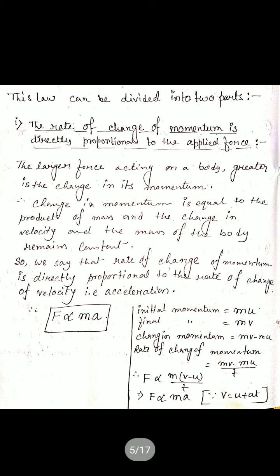So we can divide it into the two examples we took. Depending upon the statement, this law can be divided into two parts. One is that the rate of change of momentum is directly proportional to the applied force, and the second part is that the change of momentum occurs in the direction of the applied force. In whichever direction you apply the force, in that same direction the momentum will also change.